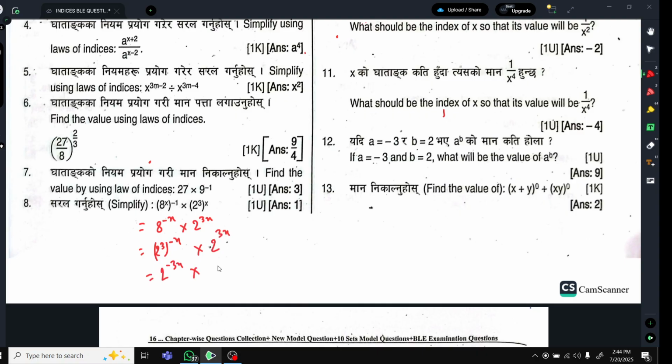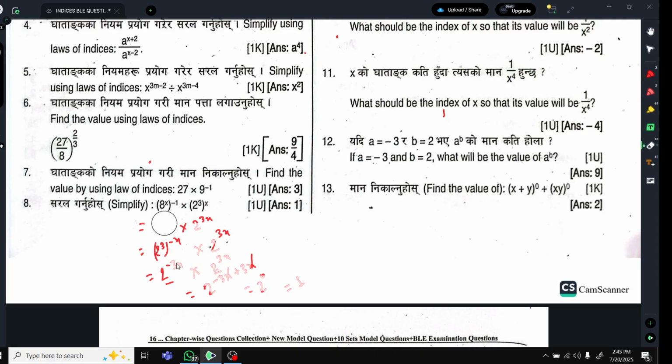On the other side we have 2 to the power 3x. Both are having the same base. Now the powers can be added. 2 to the power minus 3x plus 3x. 3x and 3x can be removed, as one is negative and another one is positive. 2 to the power 0 will be equal to 1. So this is how question number 1 to 8 is solved.